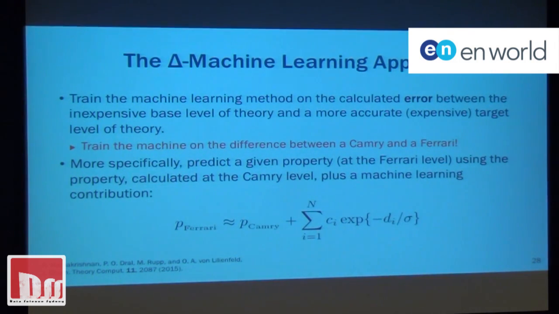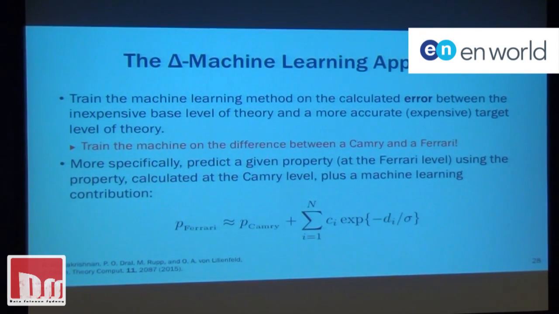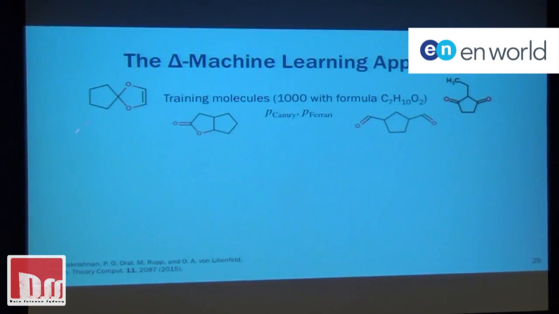They've used kernel ridge regression. Our D here is the calculated distance metric between the molecule that we want to know about and the molecules in our database, while sigma here is the kernel width, and the C is just our regression coefficients. I'll just show one example. They took 1,000 training molecules with the overall formula C7H10O2, and I've just shown some examples. So that's a fairly big chemical space there.